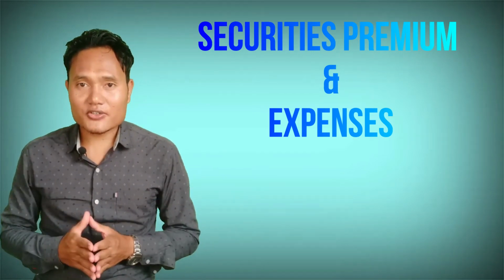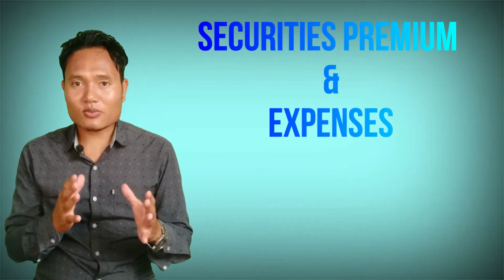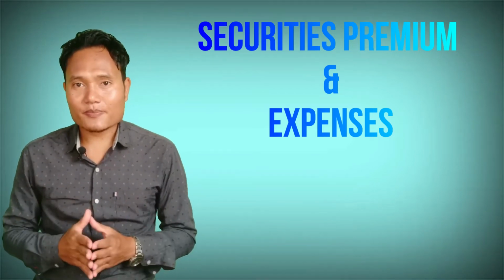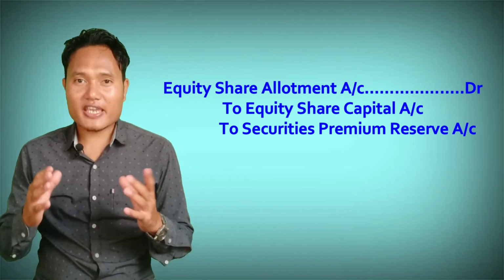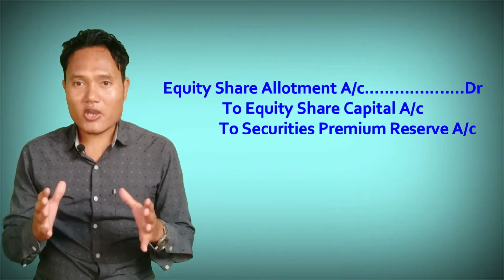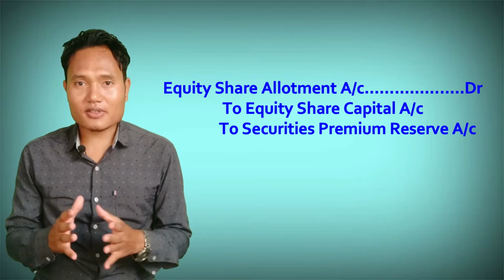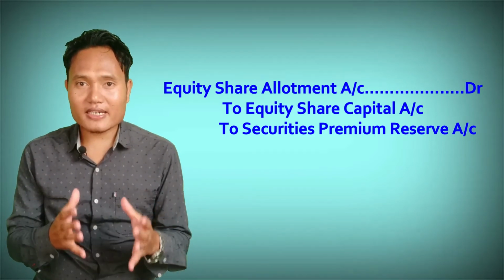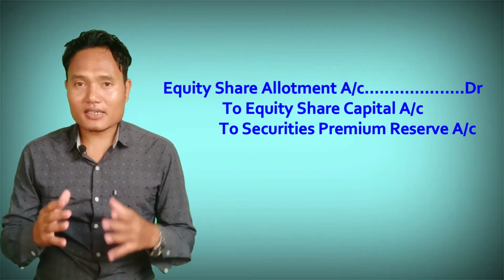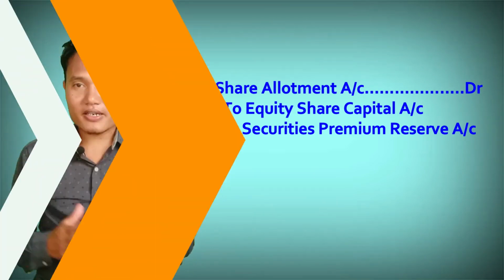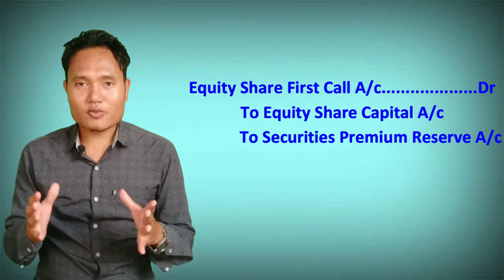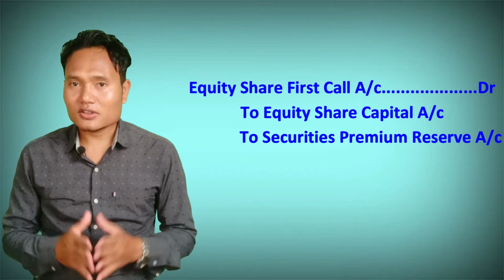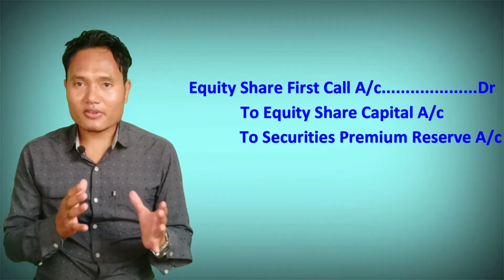Whenever any shares are issued at a premium, you have to pass a journal. The journal will be: equity share allotment account debited to equity share capital, to securities premium reserve. Remember, if the premium is included in allotment, that is the entry, but if the premium is included in the first call, then your journal will be equity share first call account debited to equity share capital account, to securities premium reserve.